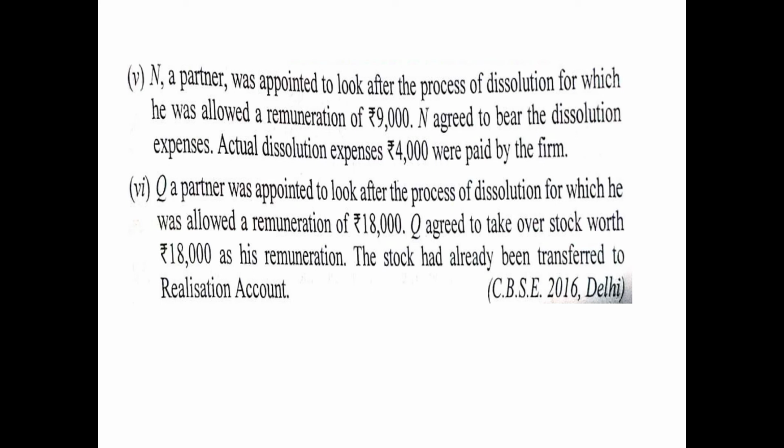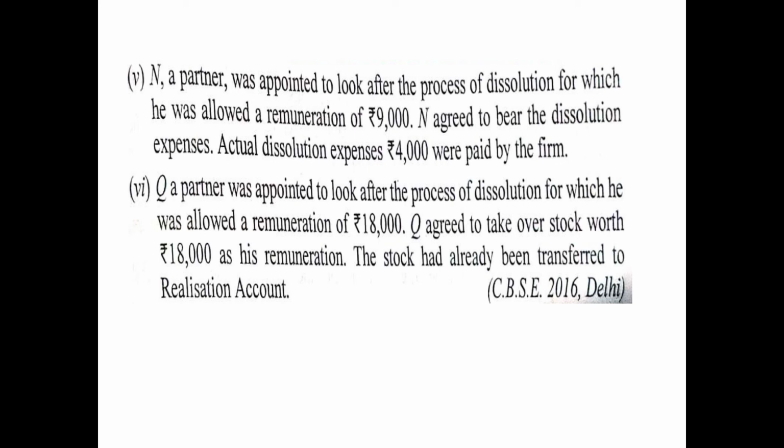Q agreed to take over stock worth rupees 18,000 as his remuneration. The stock had already been transferred to realization account. So in this case, Q, a partner, is allowed to look after the process of dissolution and the expenses, and he is to be allowed rupees 18,000 as the dissolution fixed remuneration. But he has agreed that instead of getting it in cash, he will take the stock, which is already transferred to realization account.